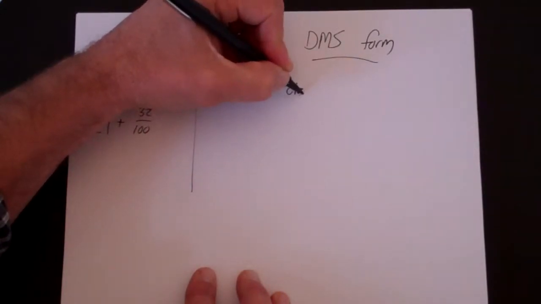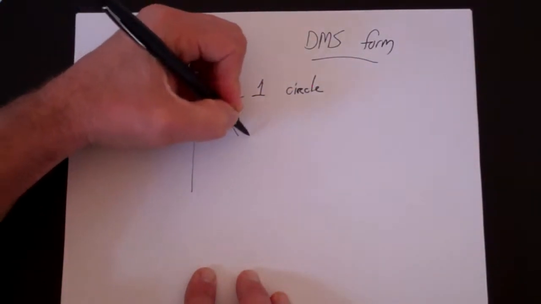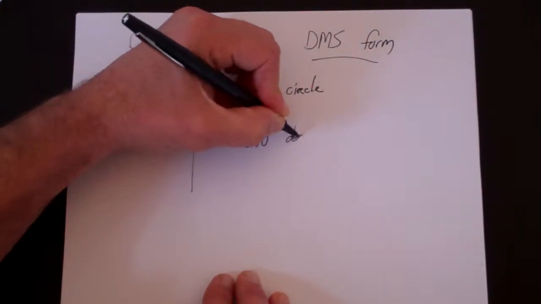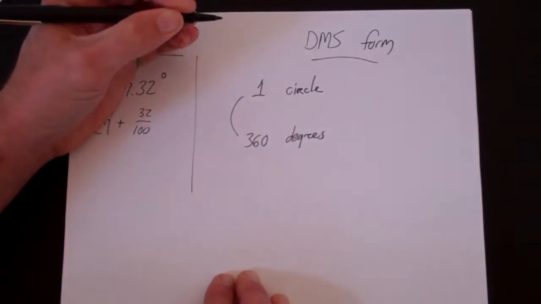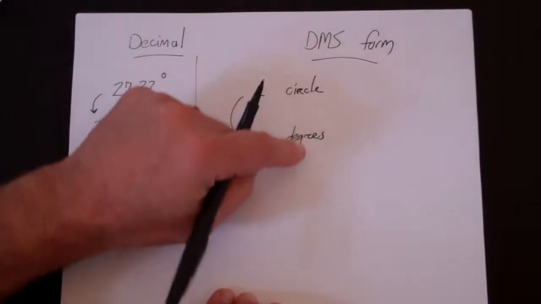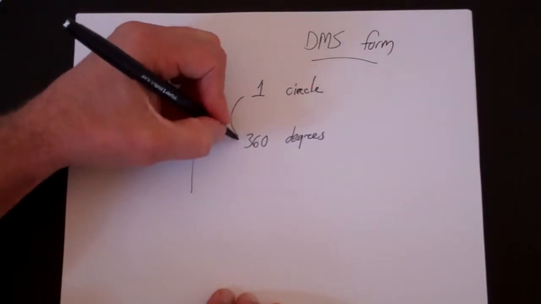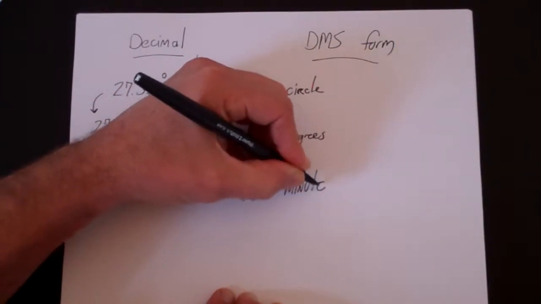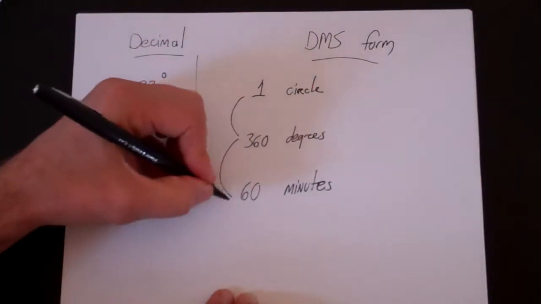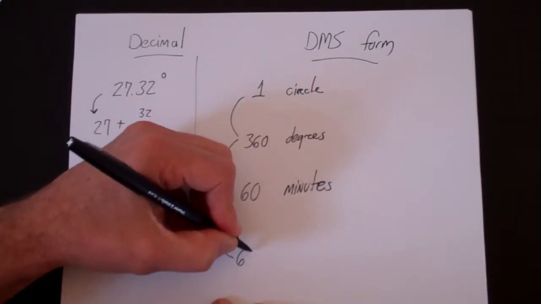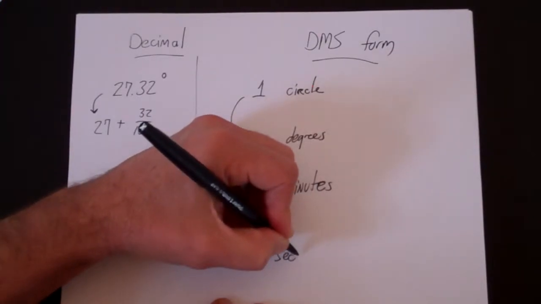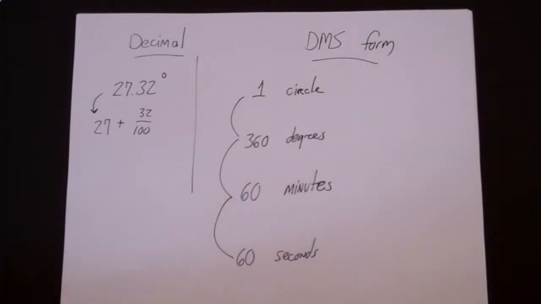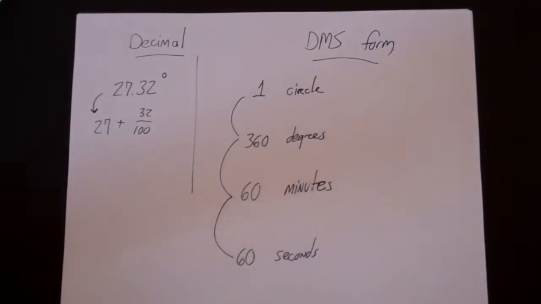If you have one circle, it is equal to 360 degrees. We learned that before, maybe a long time ago. And then a degree you further subdivide into minutes, 60 minutes. And then each minute you further subdivide into 60 seconds. So what we're trying to do here is measure smaller and smaller amounts, depending on whether we use a degree, a minute, or a second.